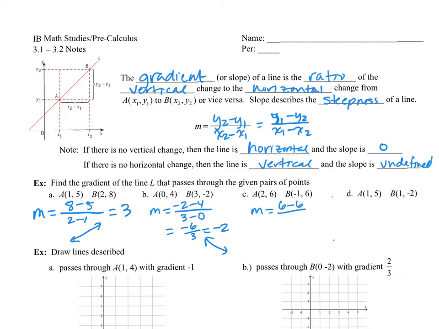Letter C, we're going to take the difference in y's again, so 6 minus 6 on top. I took the second y value minus the first y value. Now I'm going to take the second x value minus the first x value, so that would be negative 1 minus 2. So I'm going to get 0 over negative 3, which of course is 0. So that is a line where there's no change vertically. If there's no change vertically as you travel from one point to another, we're looking at a horizontal line.